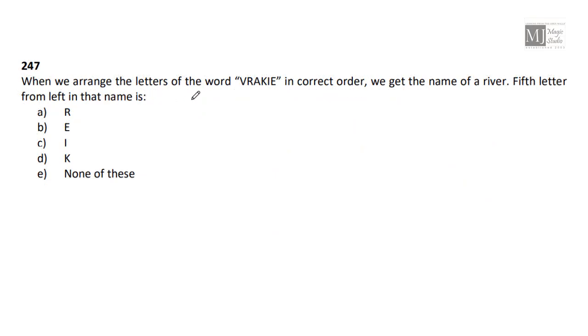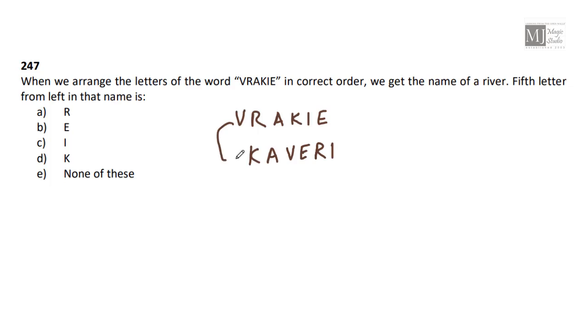When we arrange the letters of the word VRAKIE in the correct order, we get the name of a river. River name Kaveri. Yes, I can get the river name Kaveri from this. The fifth letter from the left in that name, 1, 2, 3, 4, 5, is R. So the fifth letter in the name Kaveri is R. That fits in with option A.